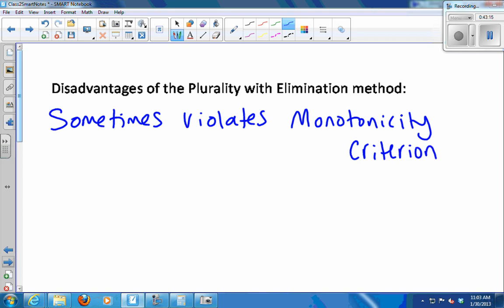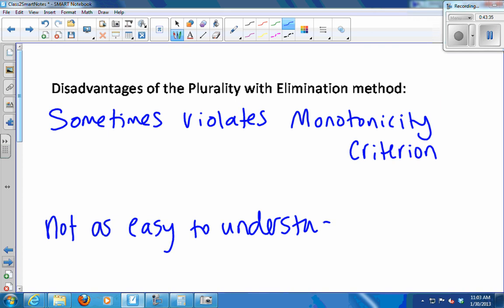Any other disadvantages that you can think of? Anything you don't like about it? It's not as easy. That's true. Not as easy to understand, which is a real drawback. If you're going to try to sell people on the method that we should use to make a decision, they have to be able to understand it, right? So it's not as easy to understand, and it takes a little time.